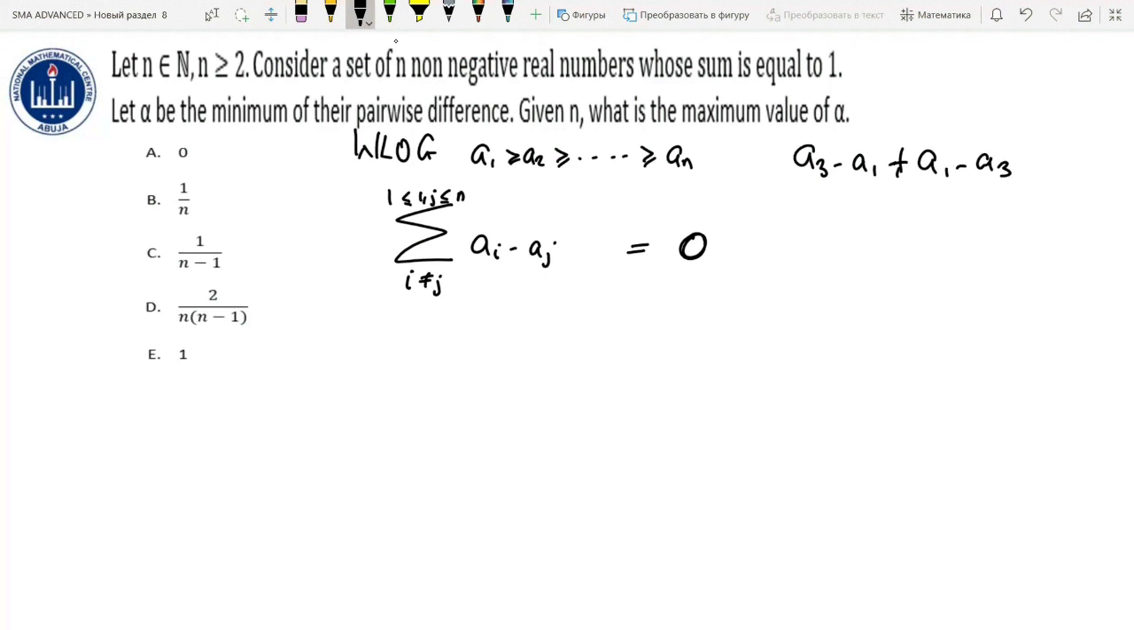And definitely when you add them together, you still get 0. So this is why it's not so difficult to see why this sum is 0. So now from here, what are we going to do? It means that the sum of every possible pairwise difference is 0.